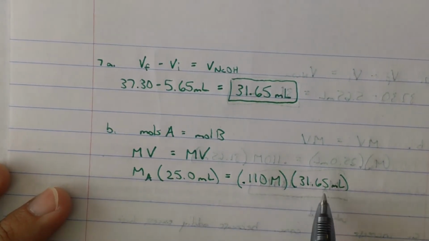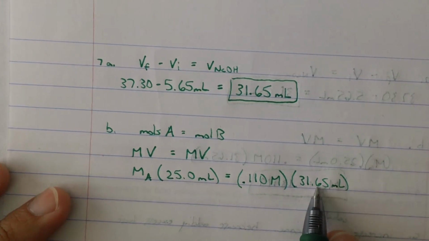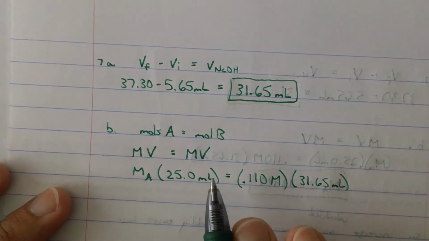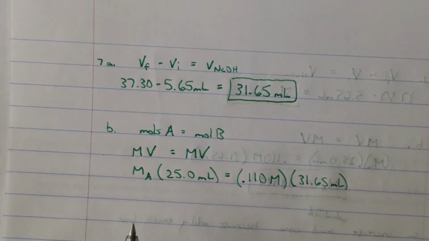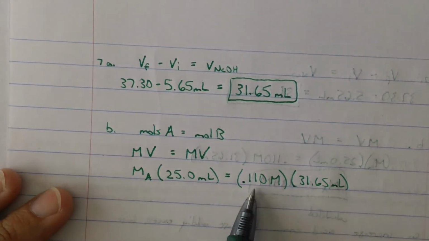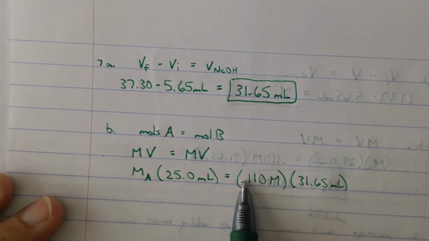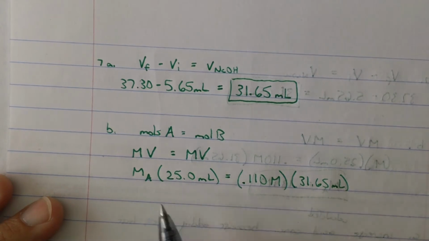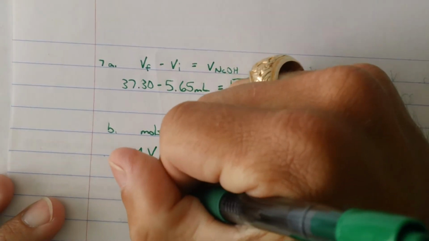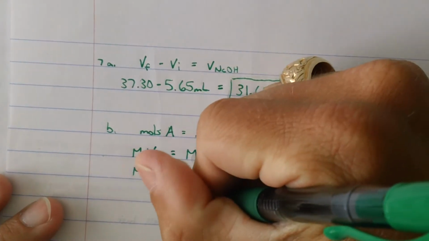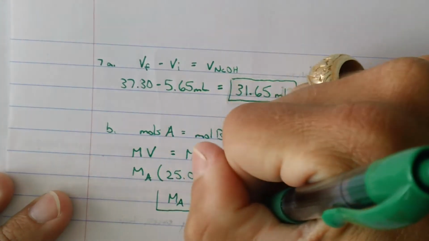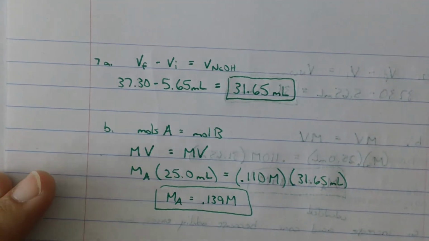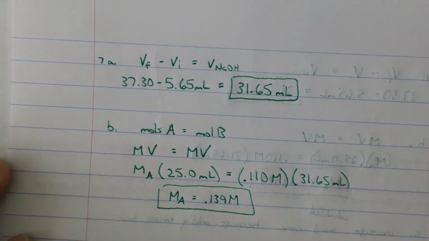Now this is actually millimoles because we're working in milliliters, but you could switch them both to liters if you want. Because it's proportional to each other, the unit there doesn't matter as long as they're the same. When we calculate that molarity of acid, there are 3 digits here for the base molarity, and so I'm giving it 3 digits for the molarity of the acid, and that molarity of the acid is 0.139 molar. That's the answer to the molarity of the acid.